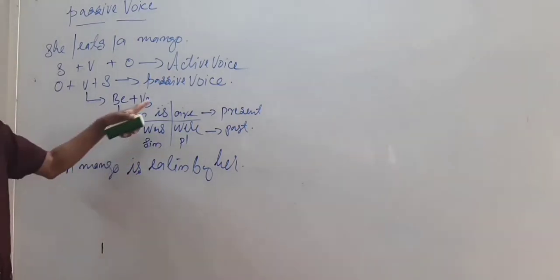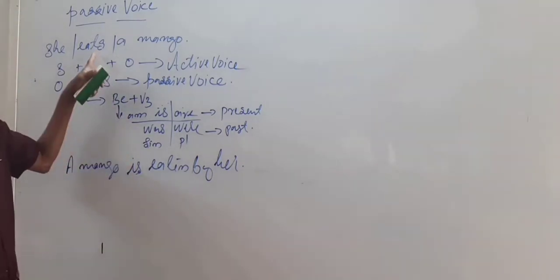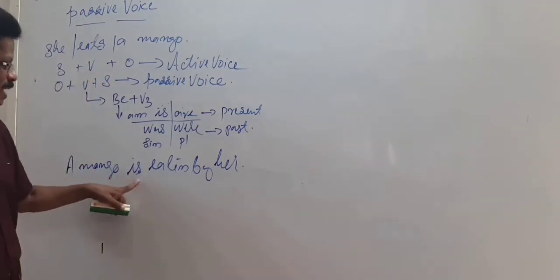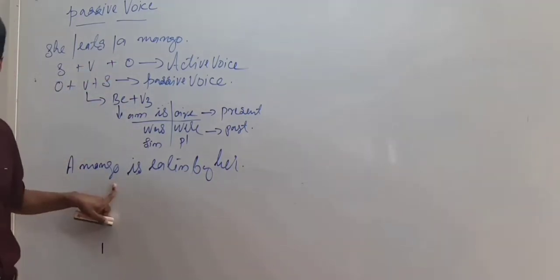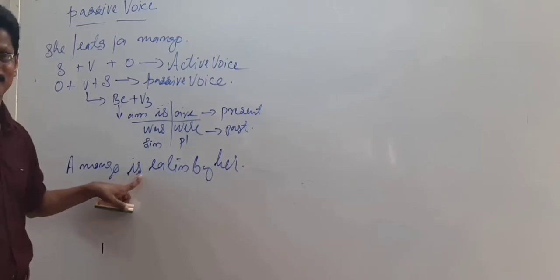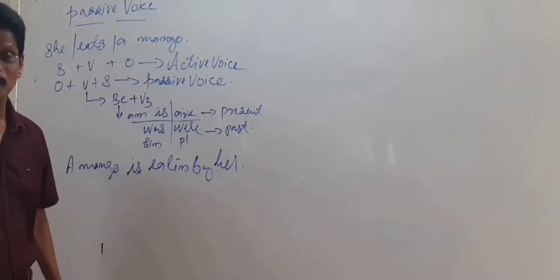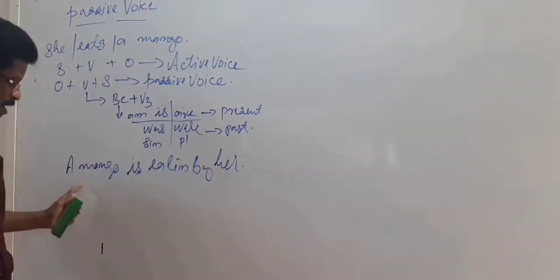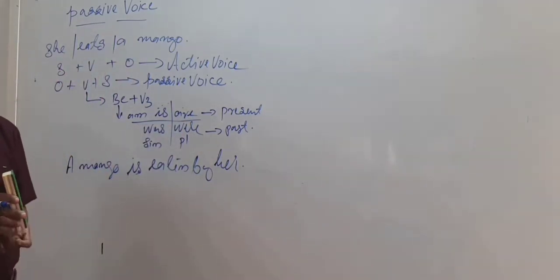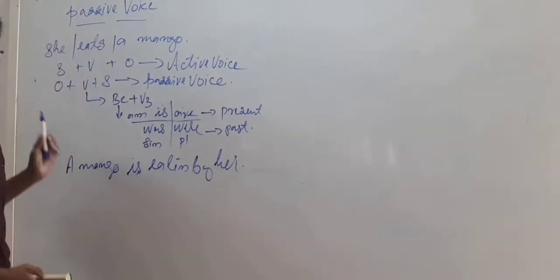Did you understand how you got this answer? So be plus V3: the be form, am, is, are, was, were, plus V3 of the verb, should be used according to tense and number. You got is because a mango is singular. So a mango is, not are. Suppose she eats mangoes. What will be the answer? Mangoes, plural, are. Mangoes are eaten by her. So you have to use it according to tense and number.